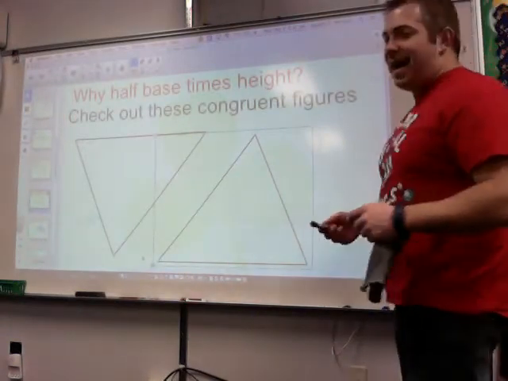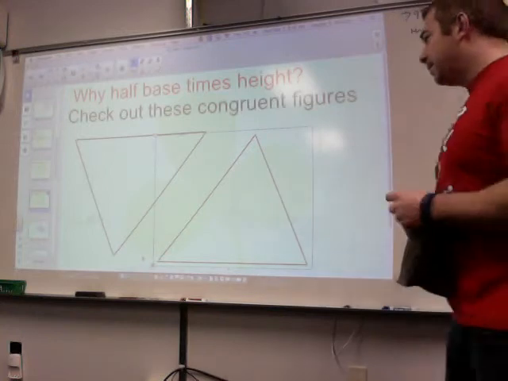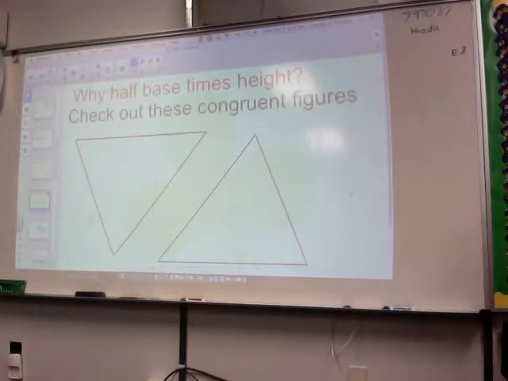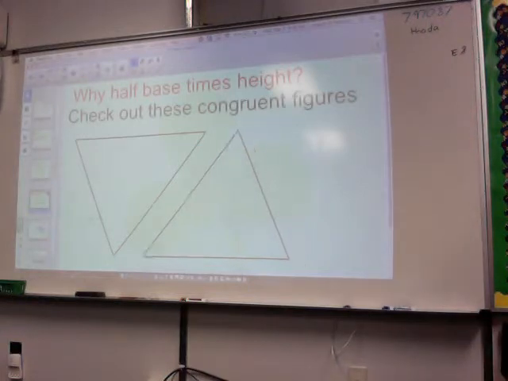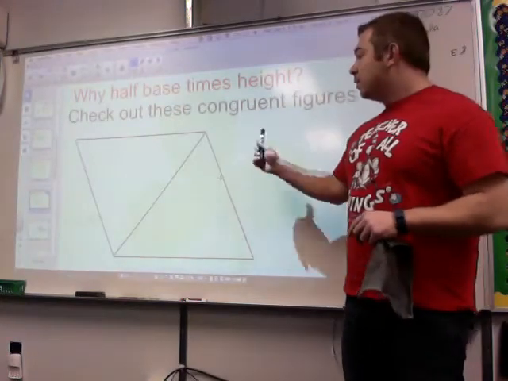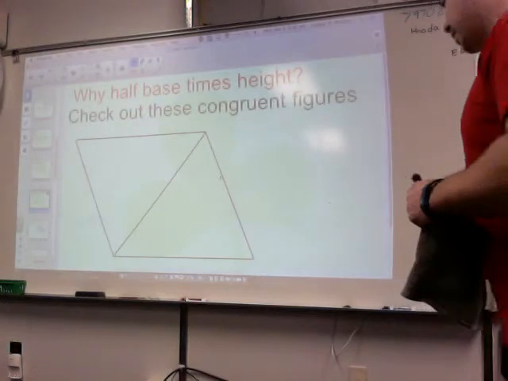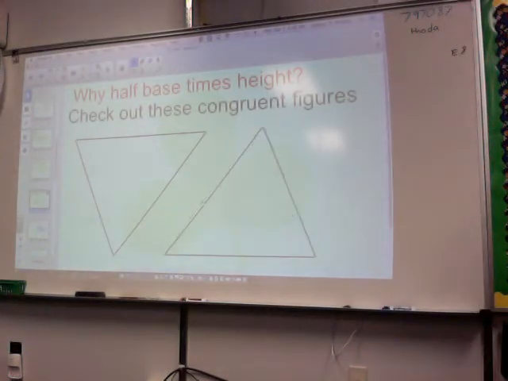Now, why is it half instead of base times height? Well, yesterday when we did parallelograms, it was base times height. And as you can see, anytime you have two congruent triangles and you put them together, they will make some sort of quadrilateral. In this case, they do make a parallelogram. So that's why we do half, because these two triangles make a parallelogram, so one triangle is half of a parallelogram. That's why we do half the base times the height. Move that back out there.